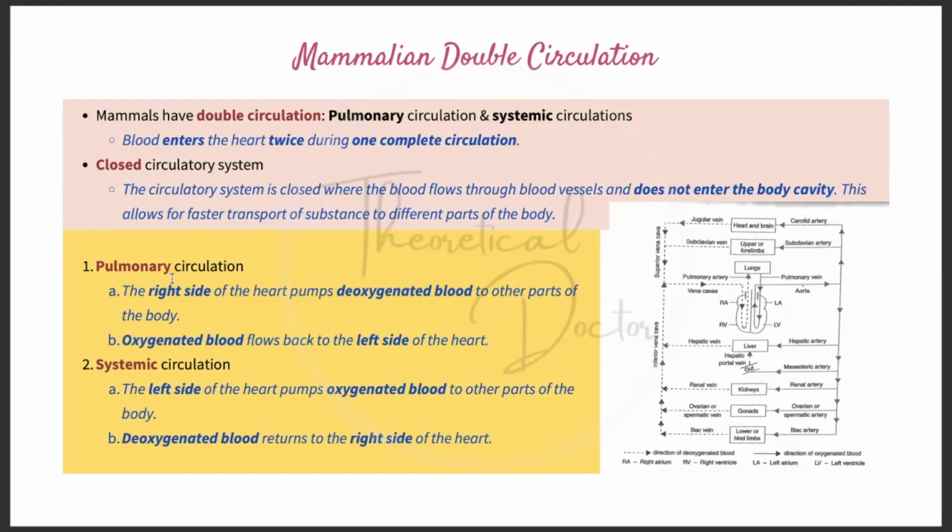So pulmonary circulation, the right side of the heart pumps deoxygenated blood, I made a mistake here, from other parts of the body to the lungs. And the oxygenated blood flows back to the left side of the heart. For the systemic circulation, the left side of the heart pumps oxygenated blood to other parts of the body, and deoxygenated blood returns to the right side of the heart.